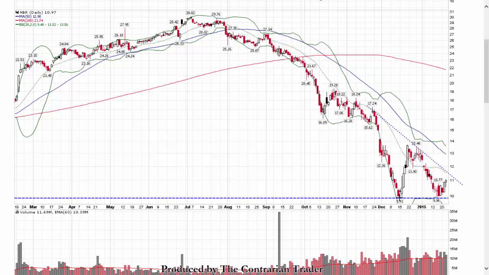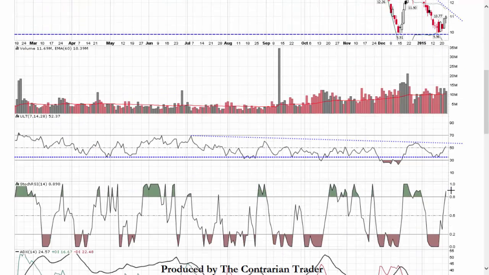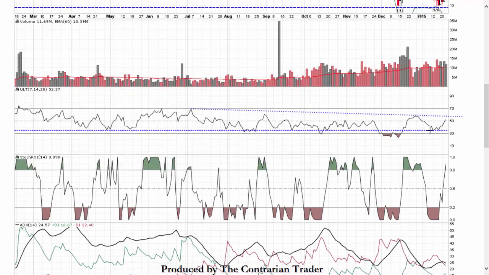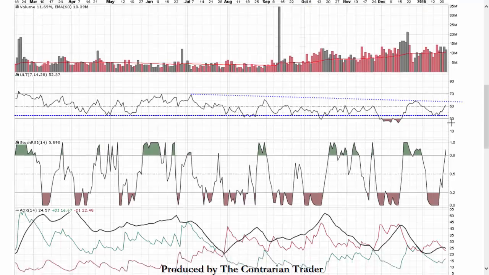Now, granted, optimism. We have a double bottom setup. If we break out and close above this declining downtrend line, 3-day rule, we trade above it for 3 consecutive days, then you can buy the stock. If you're going to buy down here, you need to use a stop loss order just below 9.96. Volume has been pretty good. Double bottom setup, higher lows on the ultimate oscillator, very strong.